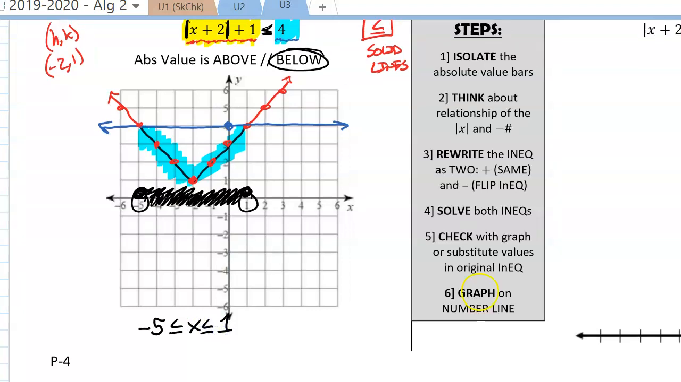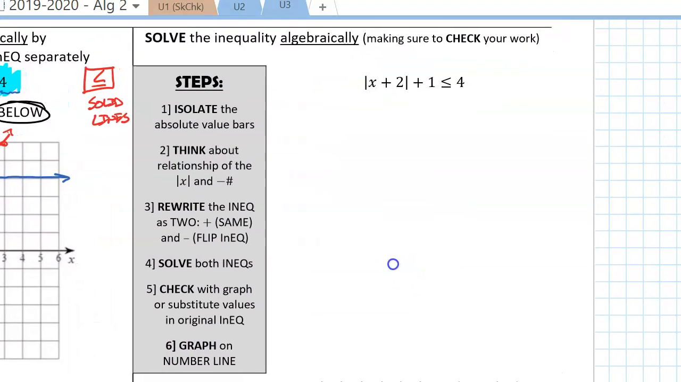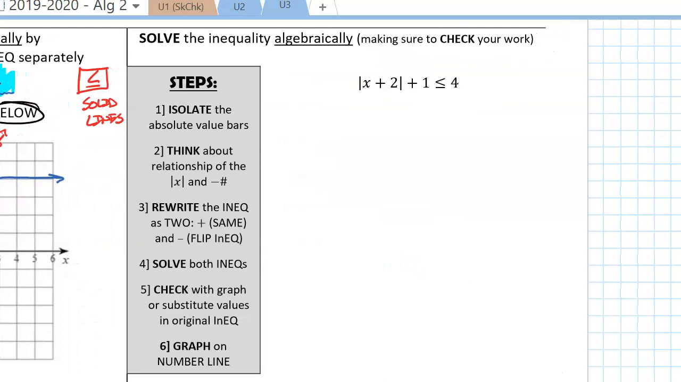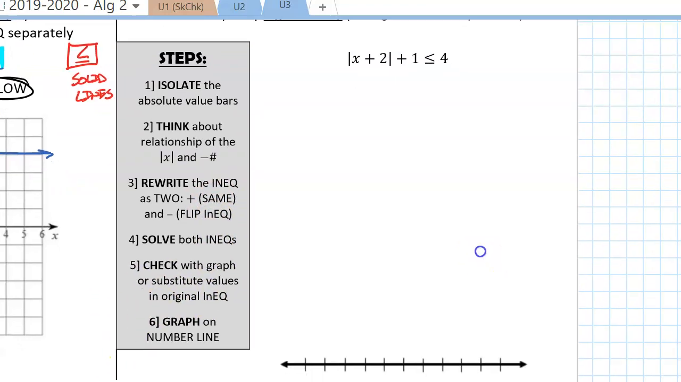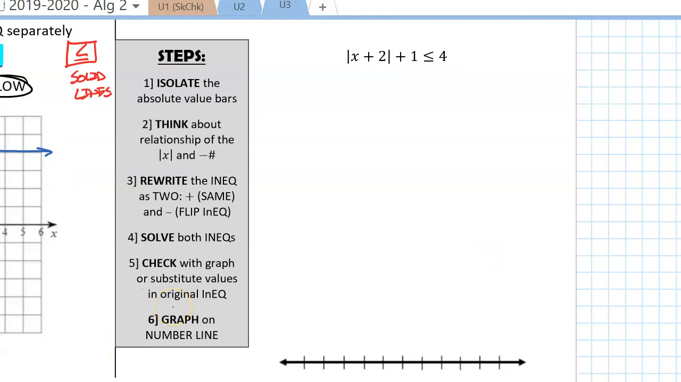Let's go ahead and justify this with an algebraic approach. You'll notice that our steps are very similar to what we were doing with absolute value equations. We isolate the absolute value bars and think about the relationship to see whether we have any special solutions: no solutions, infinite solutions, or extraneous solutions. Then, if we don't have one of those special relationships, we rewrite as 2, do the split, and solve. Then we make sure we check our answer. One additional step on the end is that we're going to provide a graph on the number line.